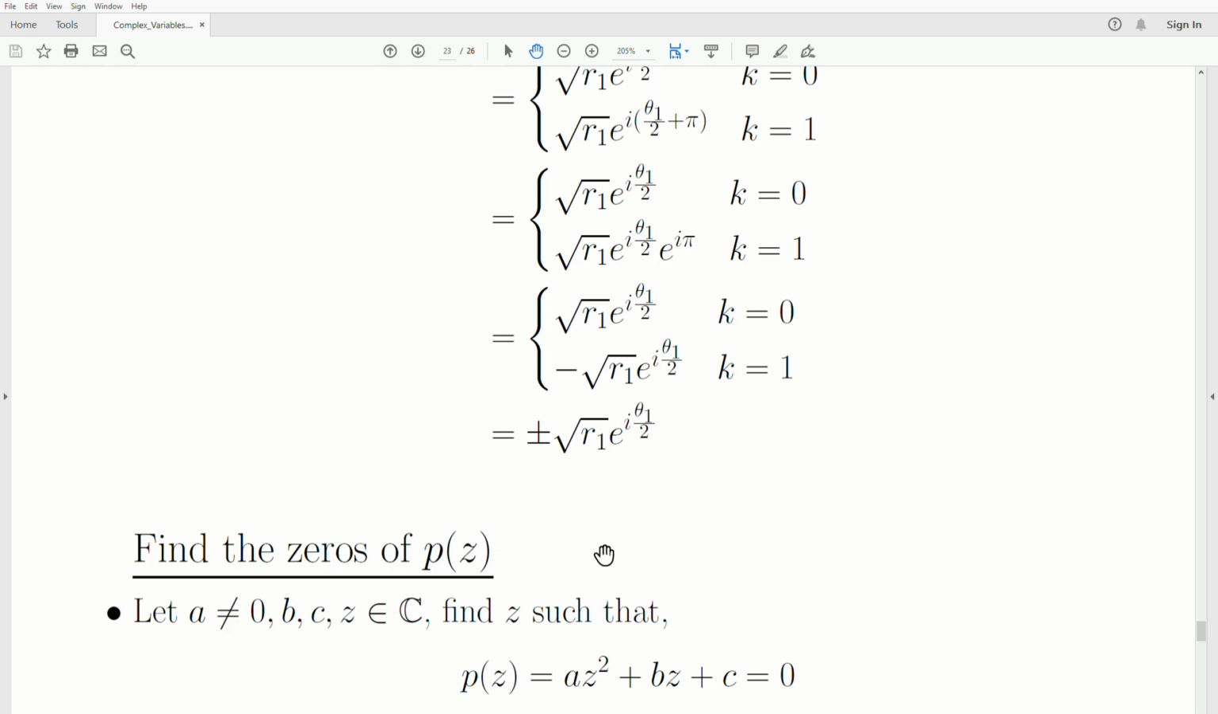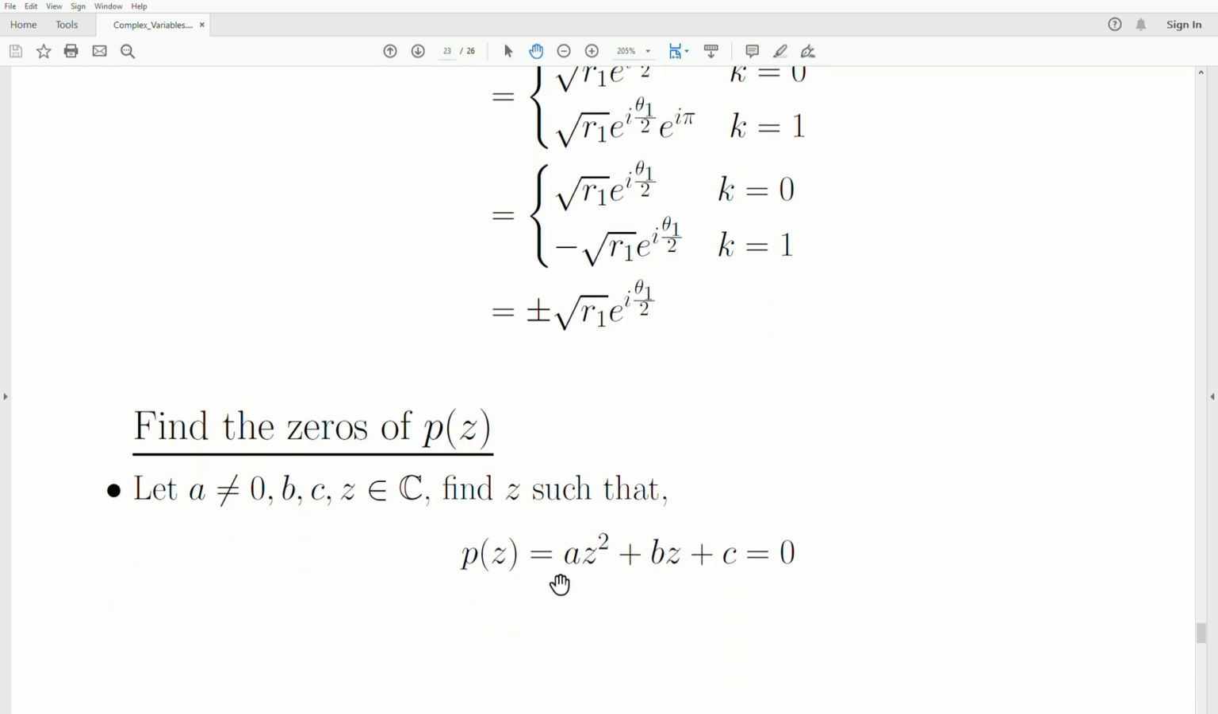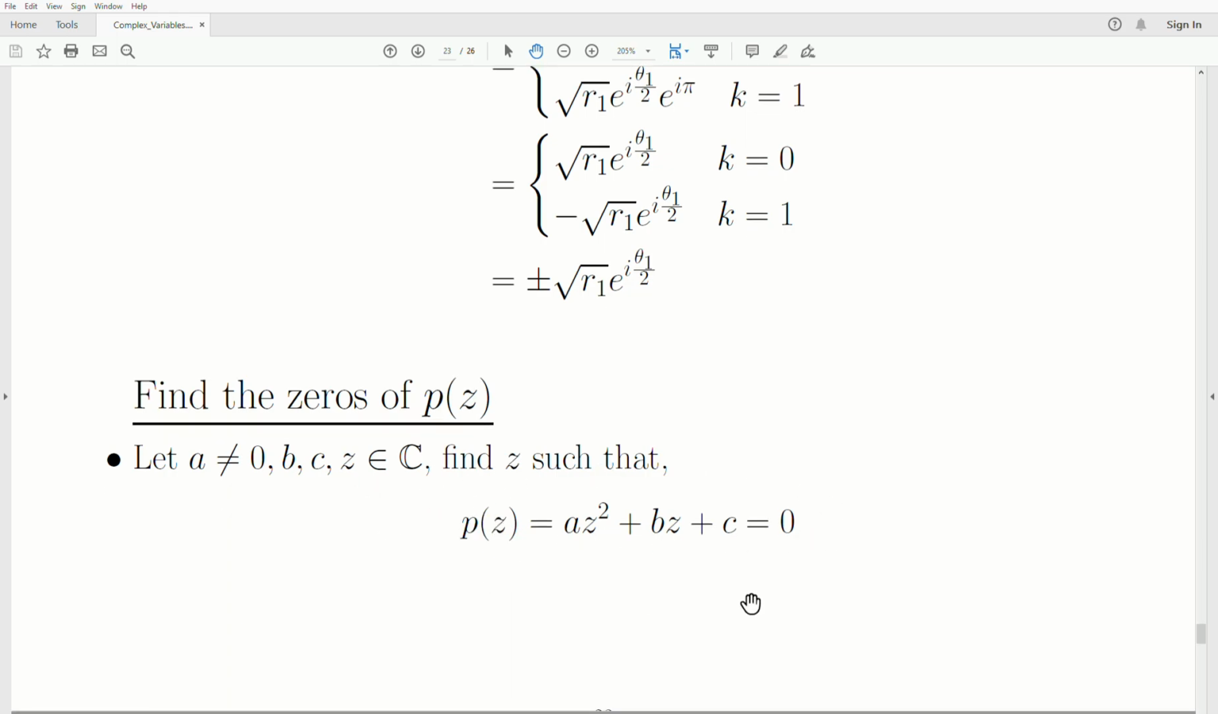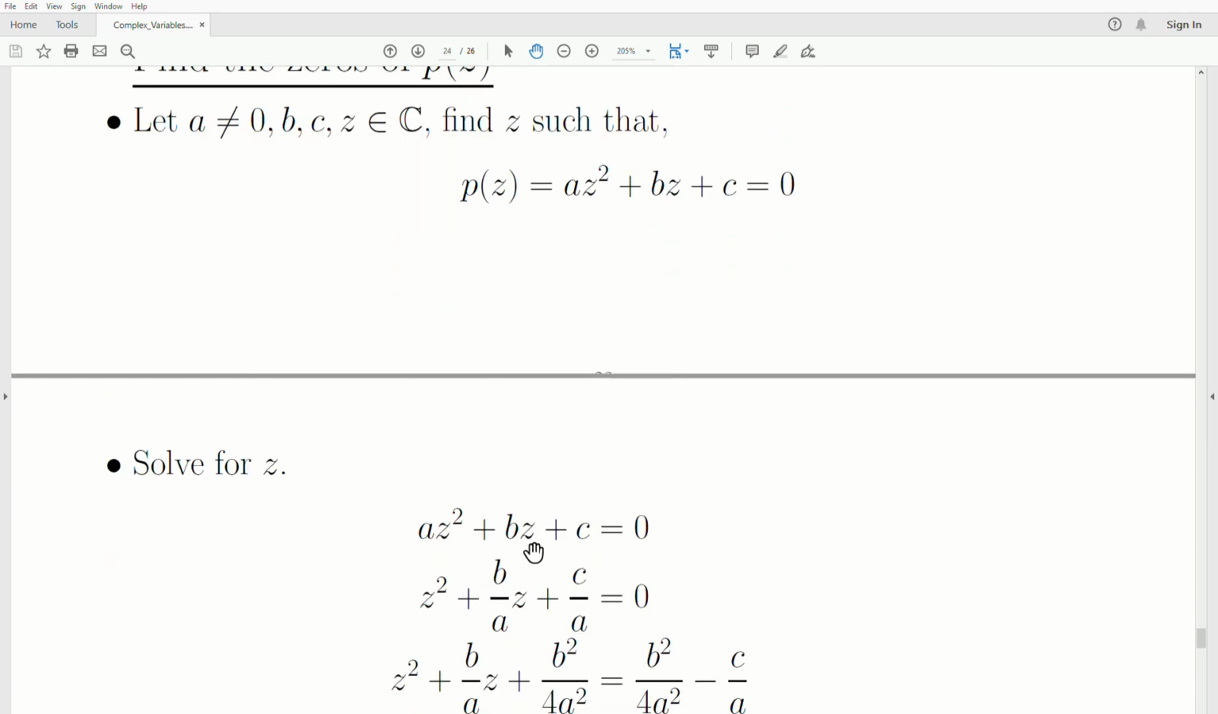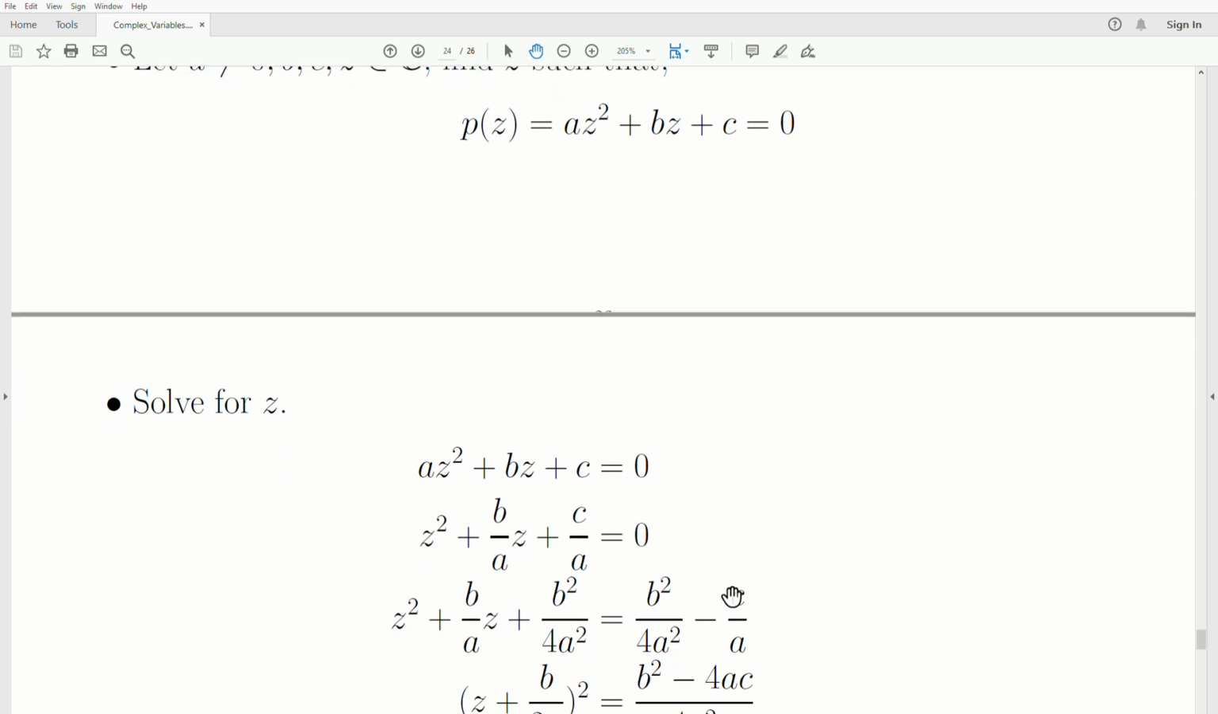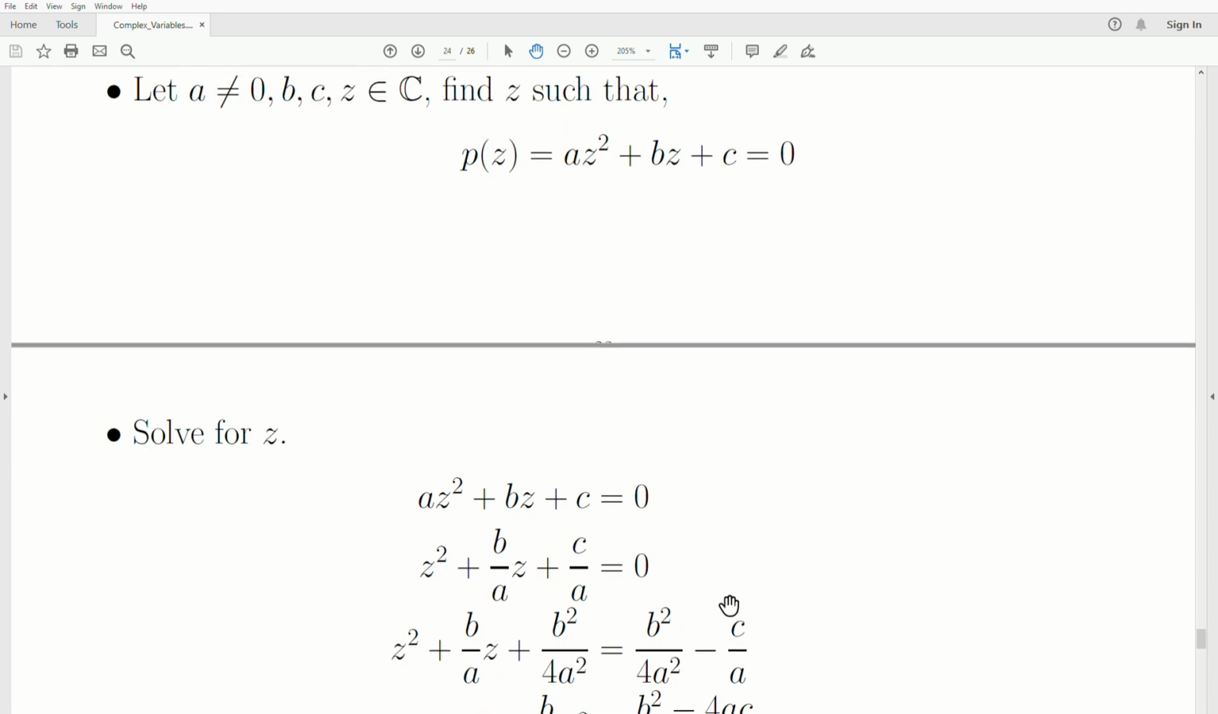Now let's derive the quadratic equation or formula for Z. So let's find the zeros of P of Z. So we start out with the polynomial, set it equal to 0, and we want to find the Z that makes this happen. So we divide every term by A to sort of isolate the Z squared by itself. We subtract the C over A to the other side, and then we add a well-chosen 0.